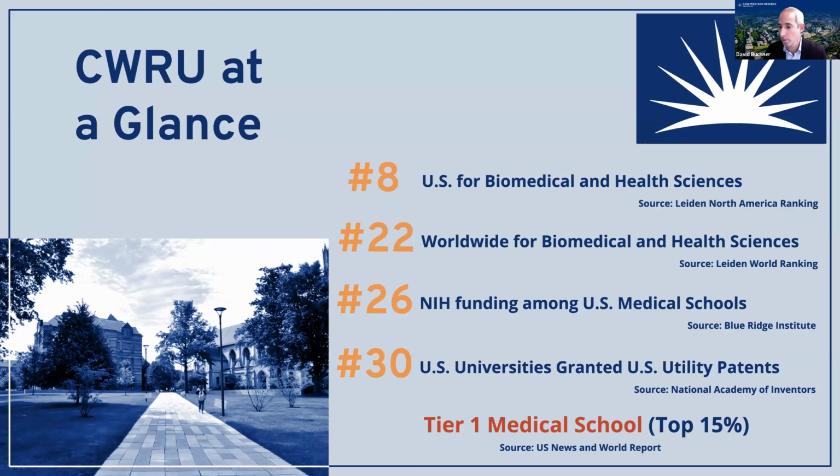And there are the US News and World Report rankings, which are one of the most commonly used ranking systems that people like to look at. They no longer rank schools 1, 2, 3, 4, 5. They put them in different tiers. Tier 1 is the highest possible ranking, and we're a tier 1 medical school, indicating that we're among the top 15% of all medical schools in the country.